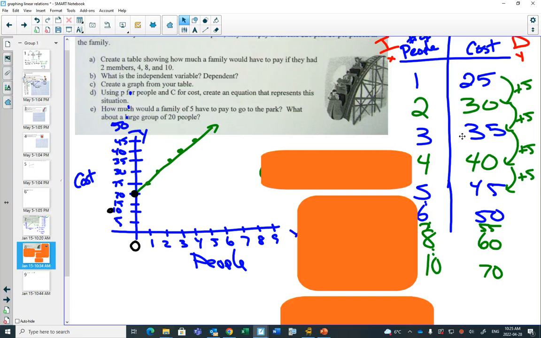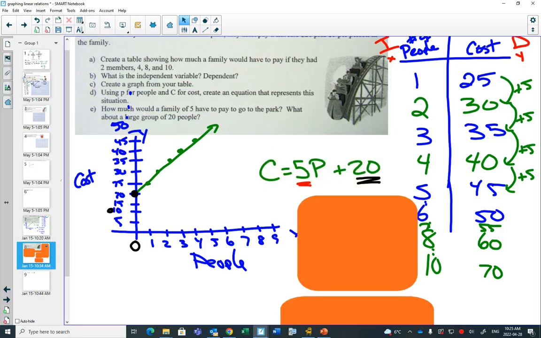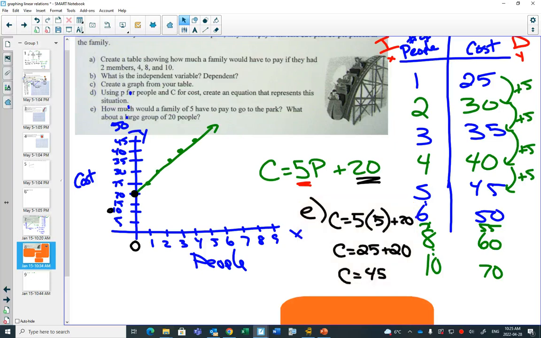Did you get a formula? Did you see that you're going up by 5 each time? So that's where that 5p was. But your y-intercept would be 20 if nobody went. So it's 5p plus 20. And then, how much would a family of 5 have to pay? You'd plug in 5 for the P, multiply things out, get 45.